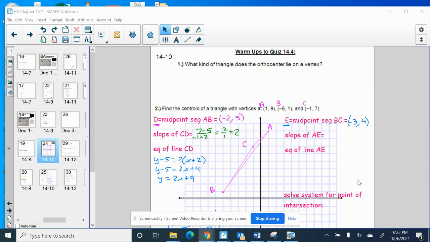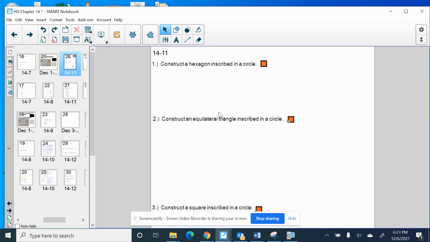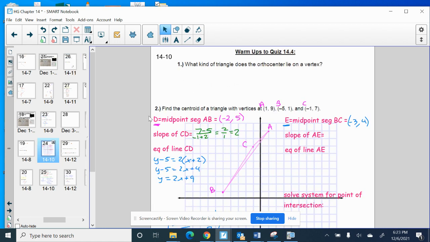In this video, we are going to finish up 1410 and look at 1411. So here we were in the process of finding the centroid. So let's continue on. We needed to find the slope of AE. And upon doing so, we get 5/4. We need to find the equation of AE.